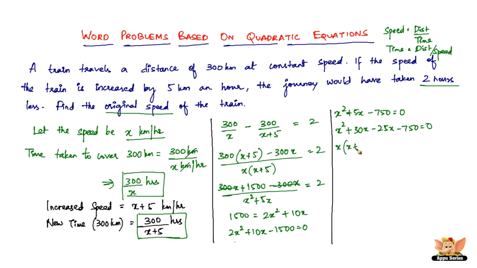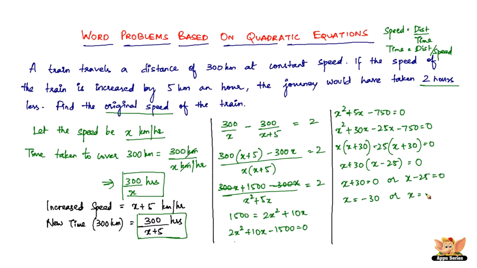Grouping now, we've got x plus 30, and here take out minus 25. You've got x minus 25 times x plus 30, which gives you minus 750 equals 0. Now take out x plus 30, and all you've got left is x minus 25, which is equal to 0. So x plus 30 equals 0, or x minus 25 equals 0. x equals negative 30 or x equals 25. x cannot be negative here. The speed cannot be negative. I mean, it can be, but that's not what we're concentrating on here.